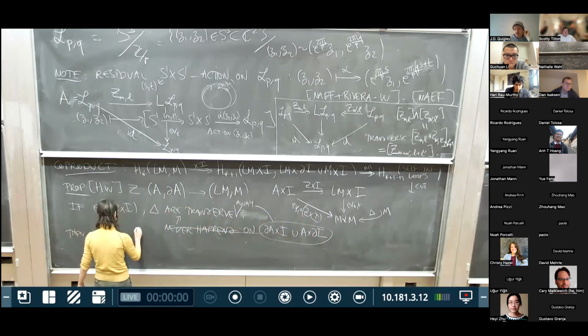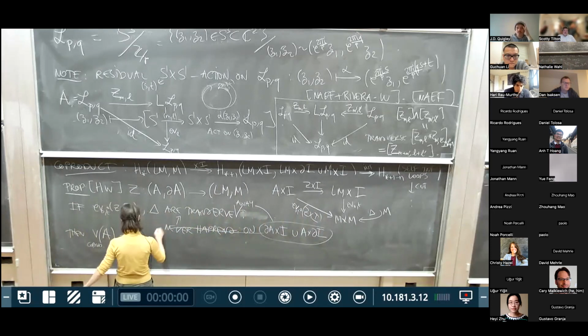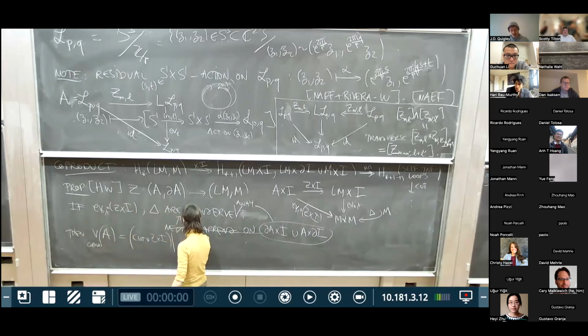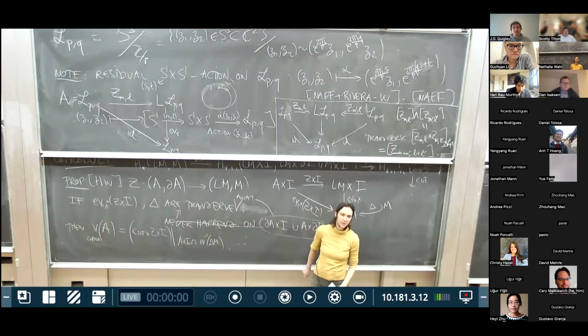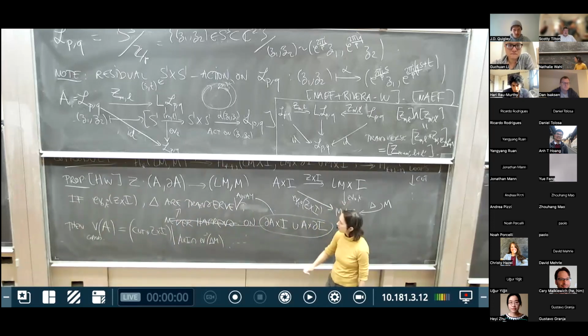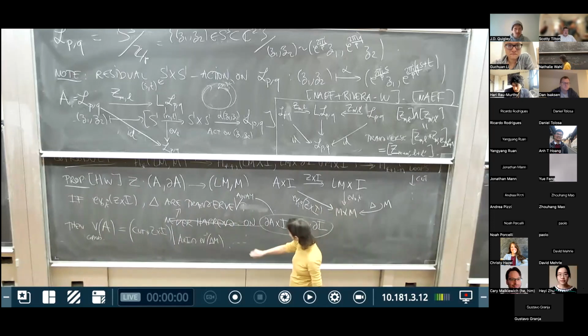So it will be the cut of Z of Z cross I, restricted to A plus I, intersected with the inverse image of the diagonal. So the only reasonable thing you can write. Okay.